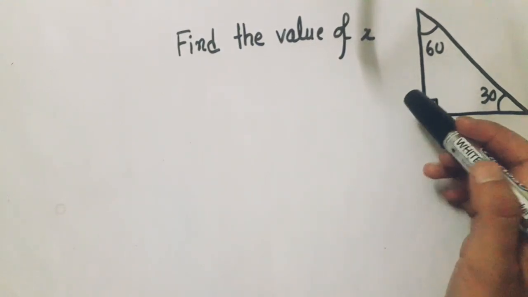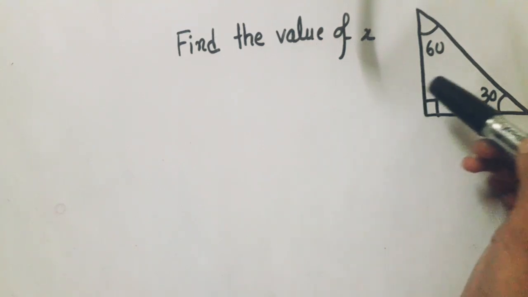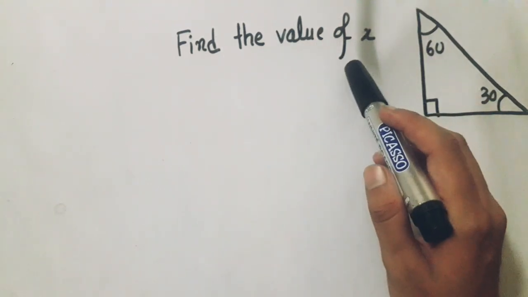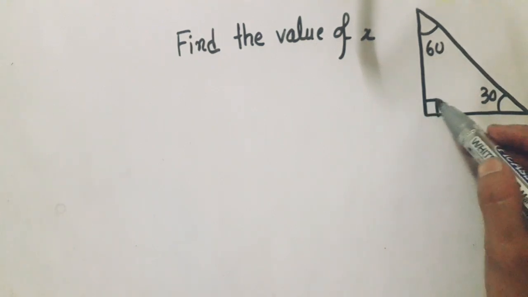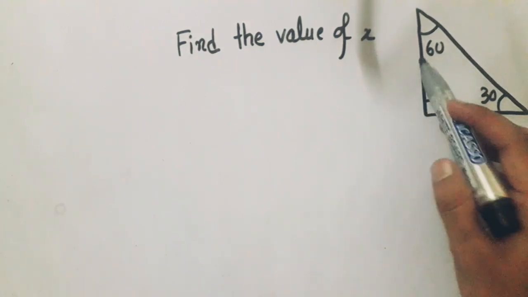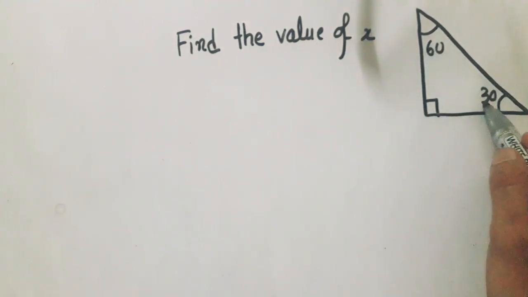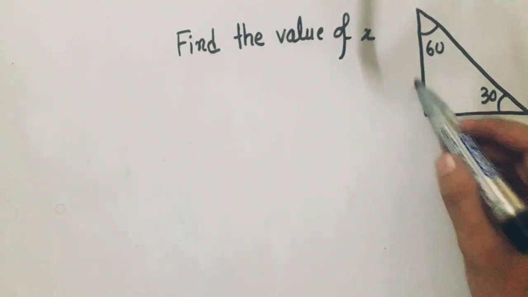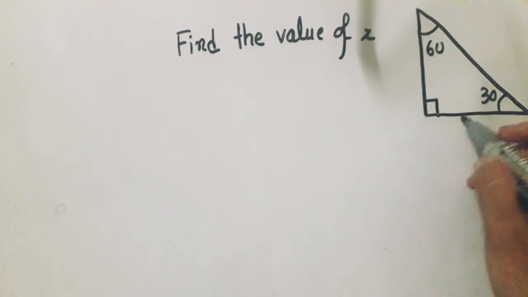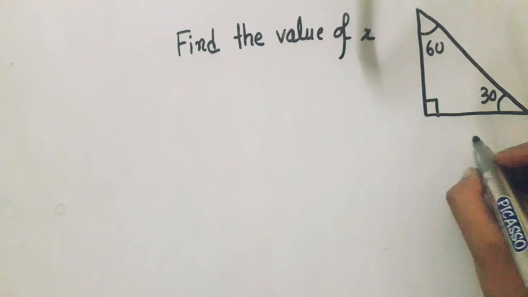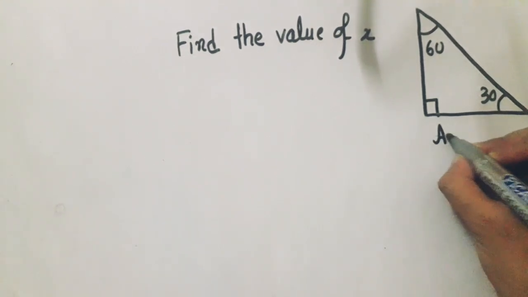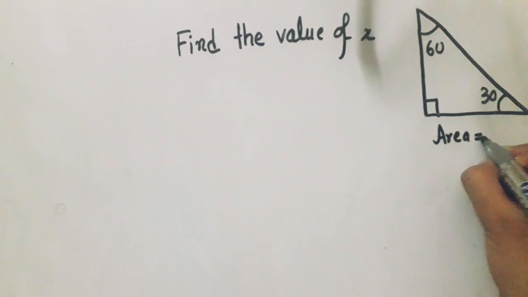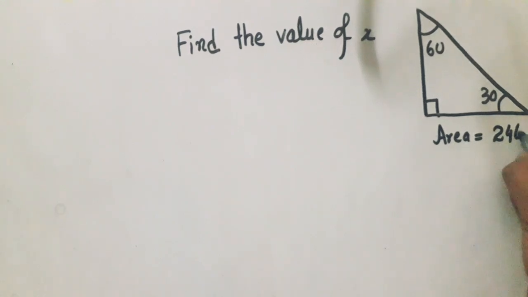In today's video we will solve a geometry problem in which we will find the value of x. You can see a triangle in which this angle is 90 degrees, this angle is 60, and this angle is 30, and the sum of angles in a triangle is always 180. And the interesting thing that is given is the area of this triangle is 246 centimeter square.